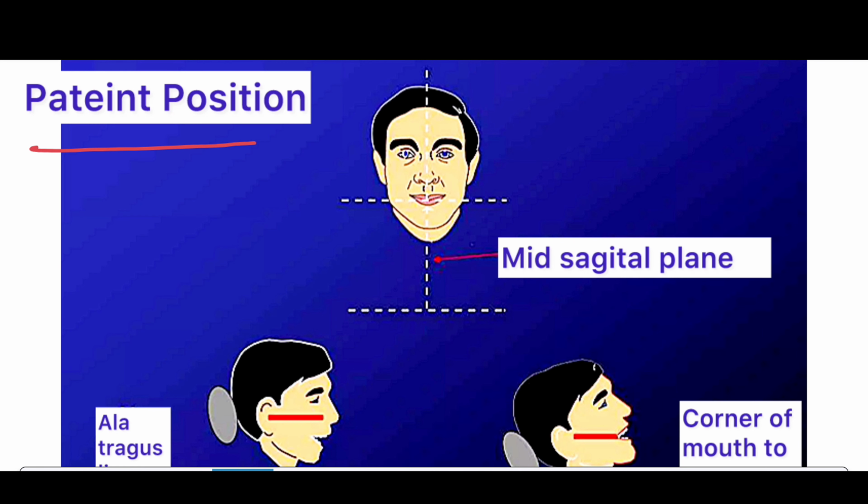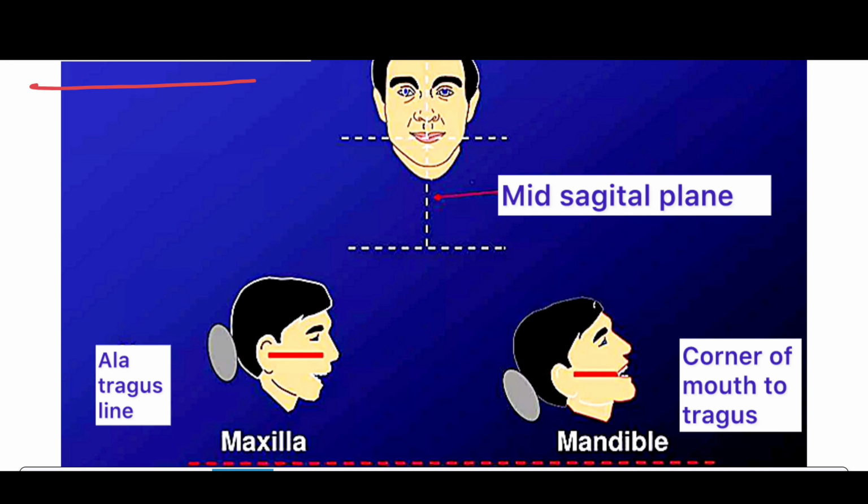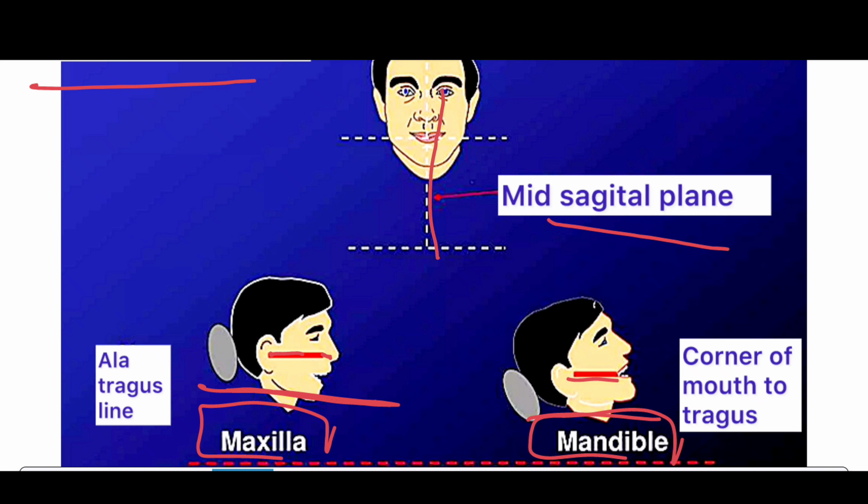So now let us see patient position. The patient position varies according to whether we are taking X-rays of the maxilla or the mandible. In case of maxilla, the ala-tragus line, from the ala of the nose to the tragus of the ear, should be parallel to the floor. In case of mandible, the line from the corner of the mouth to the tragus should be parallel to the floor, and the midsagittal plane should be perpendicular to the floor.